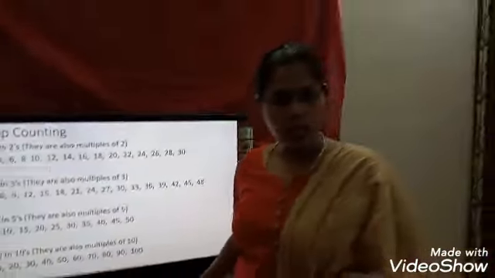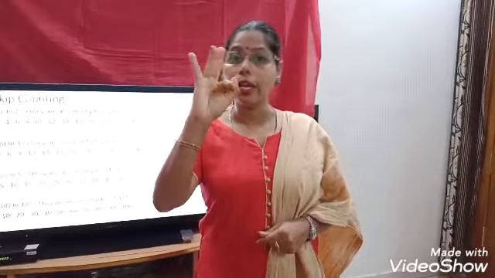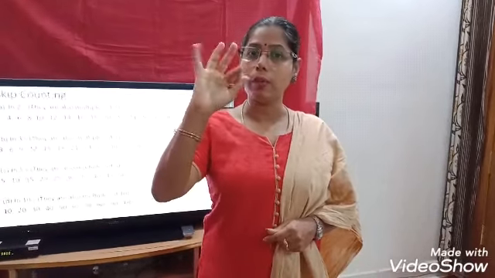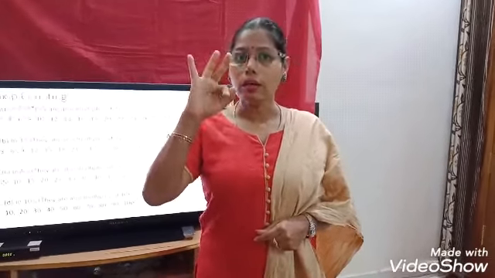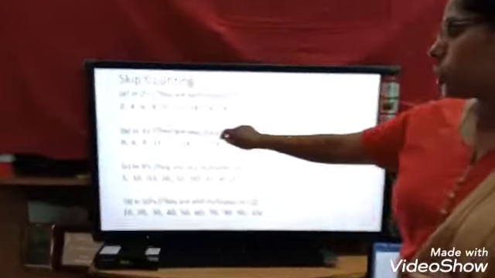How do we do that? 1, 2 and 3. Then start 4, 5 and 6. In between you are leaving 2 numbers and the third number becomes your actual answer. That is how you do the skip counting in 3s.